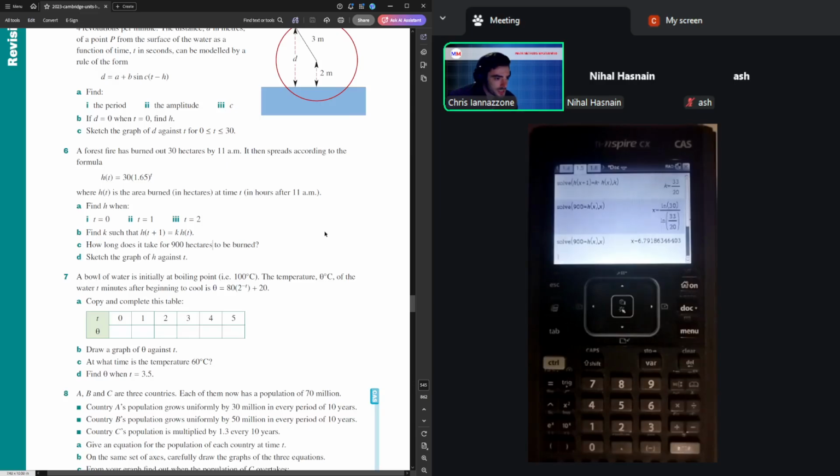And lastly, sketching the graph of h against t. Before we even bother doing that, we can have a look at the base and seeing that it's between 0 and 1, it will be a rising exponential. It'll rise from left to right, and there's no reflection terms, so it will definitely rise from left to right.